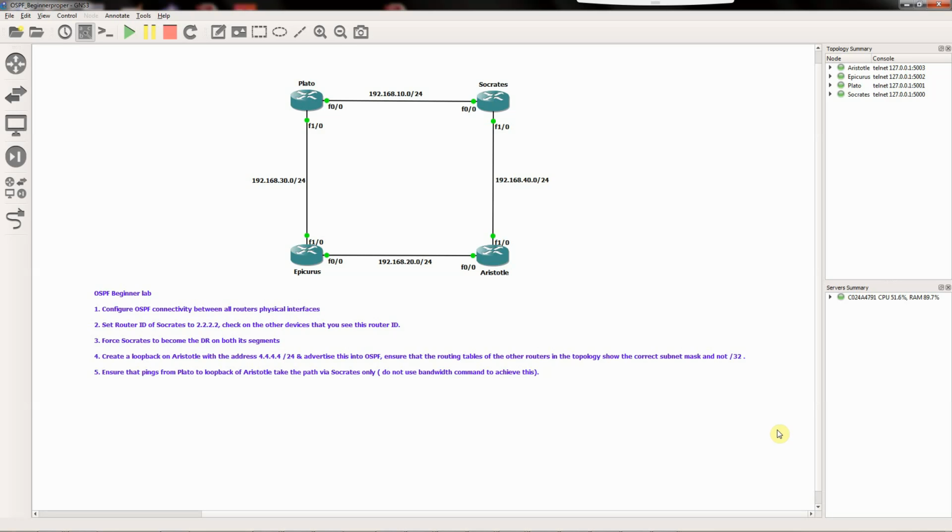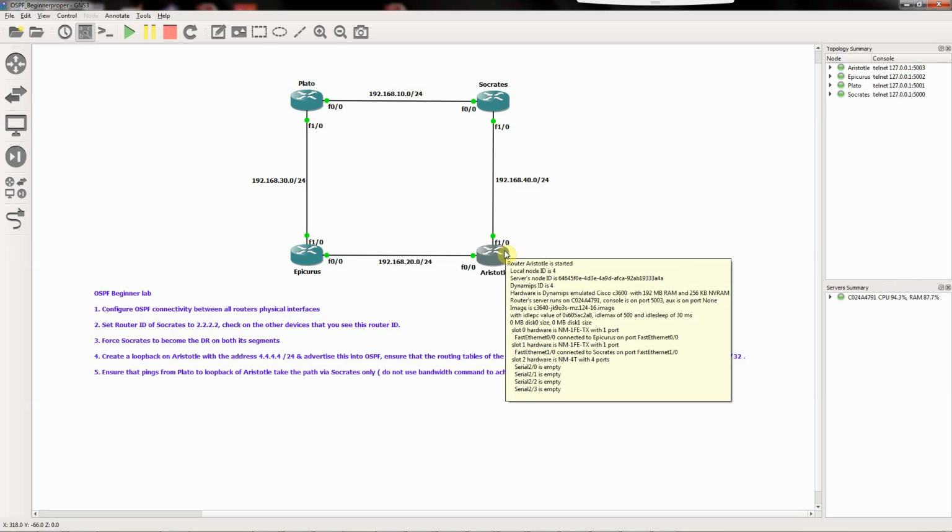Okay, today we've got a fairly straightforward and simple OSPF lab. As you can see, we've got a topology of 4 devices here: Plato, Socrates, Aristotle and Epicurus. What we're going to do is configure OSPF connectivity between all the routers' interfaces. I've mentioned physical interfaces, but there is also a loopback in Aristotle, which we're going to include, and then we're going to do something with that loopback afterwards.